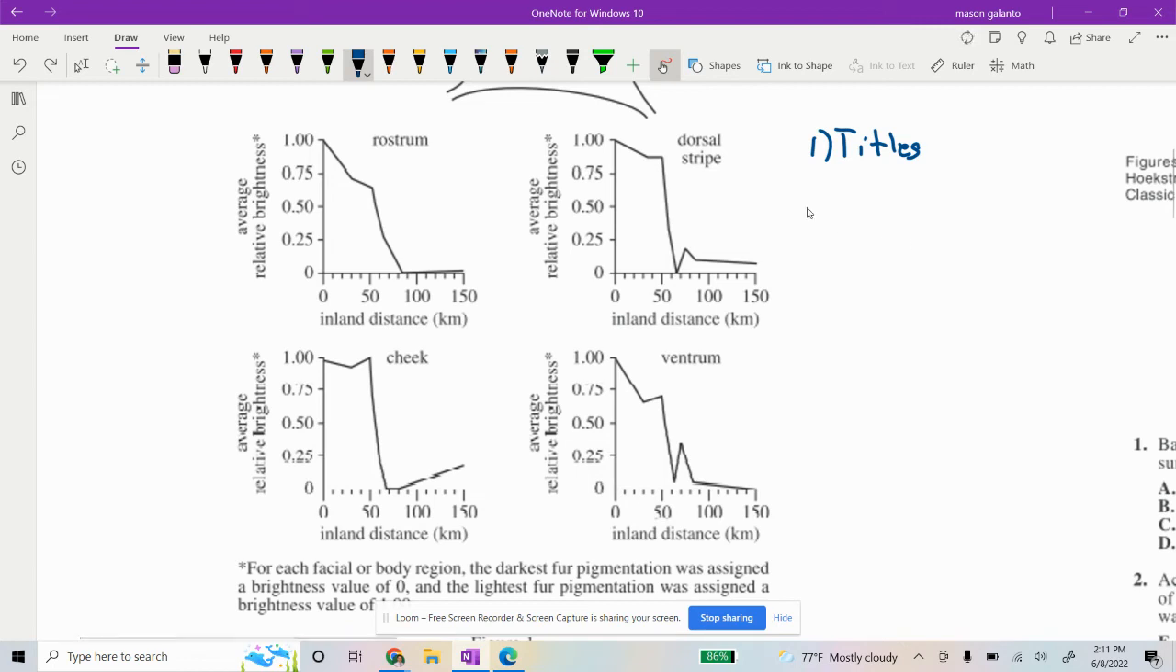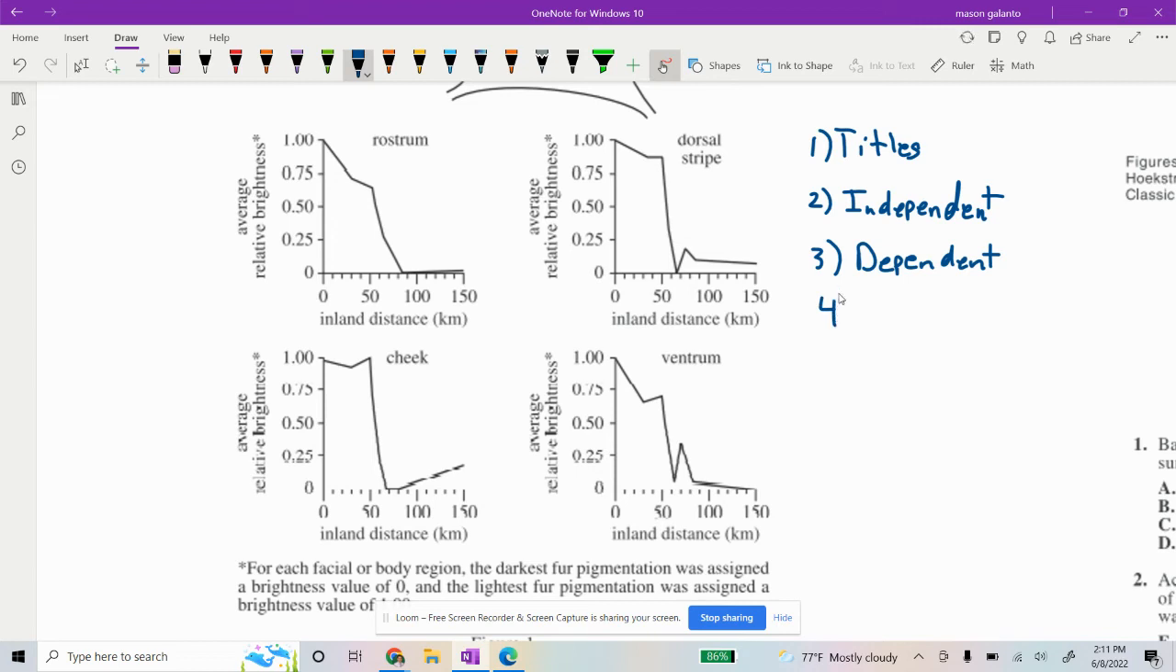The second thing I look at are my axes. So the first thing is my independent. The independent axis in this case is the horizontal axis. So as you notice, they're all inland distance measured in kilometers. All of them. Third thing I look at would be my dependent axis, which is my vertical. The vertical axis, or the dependent, tells us the average relative brightness. And again, for every single one of these graphs, it's the exact same. Even the scale is the same.